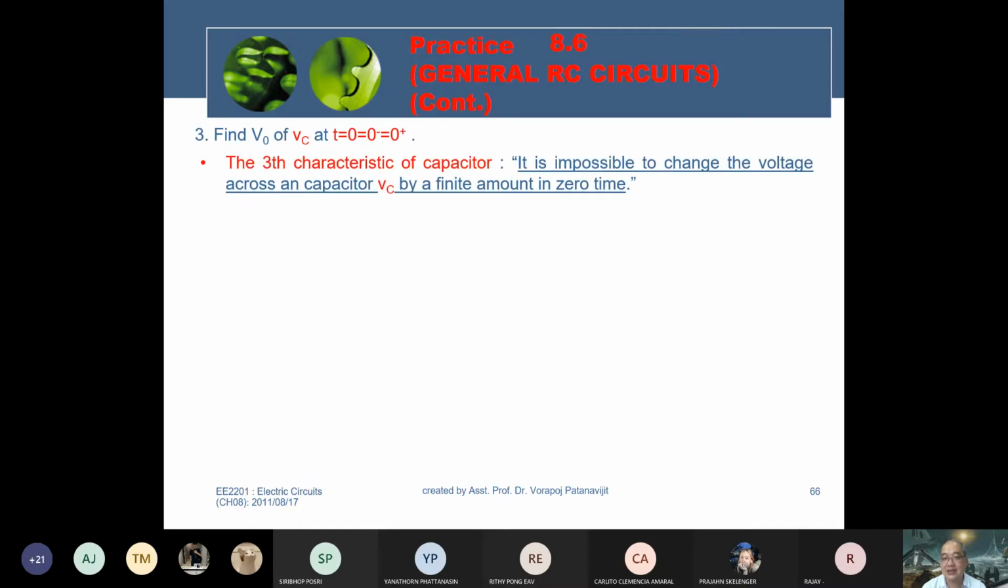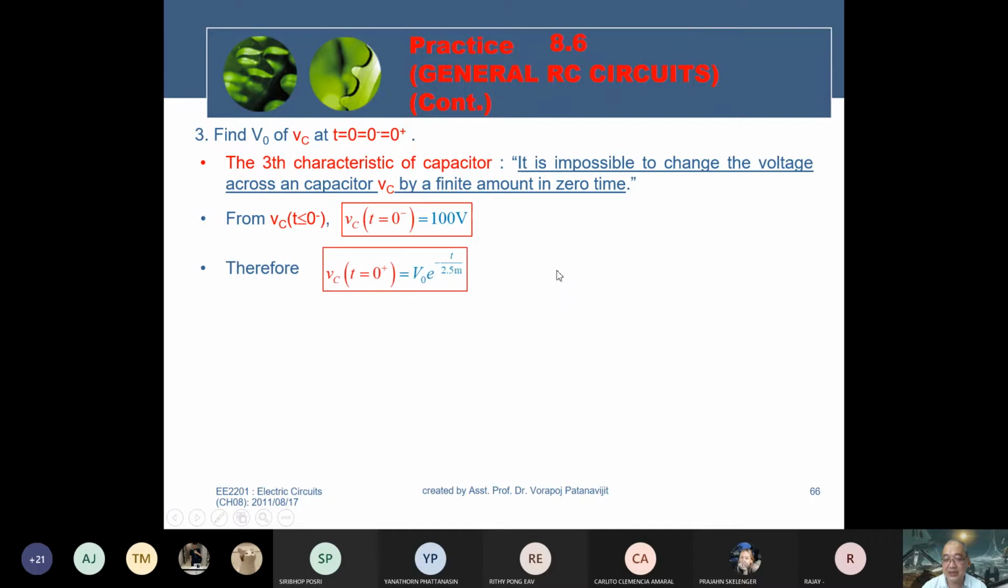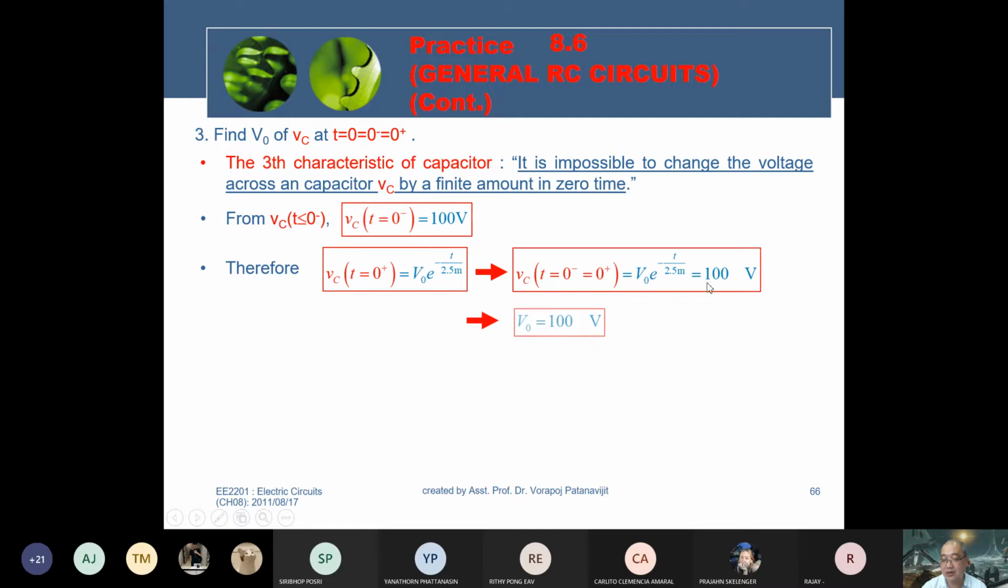By the third characteristic of the capacitor, it is impossible to change the voltage across a capacitance by a finite amount in 0 time. Therefore, for time greater than 0, it's 100, and V0 e power minus t divided by 2.5 milli. Both of them are equal when time equals 0; you substitute 0 in here. Anything power 0 gives you 1. Therefore, you can conclude that V0 equals 100.